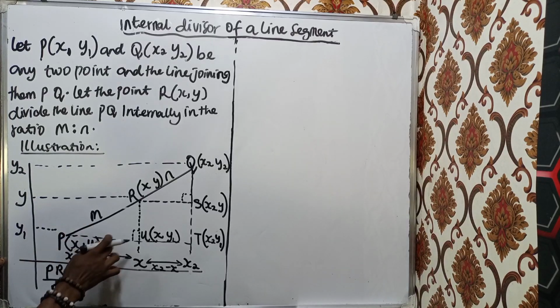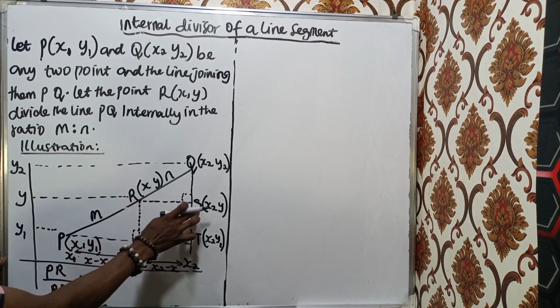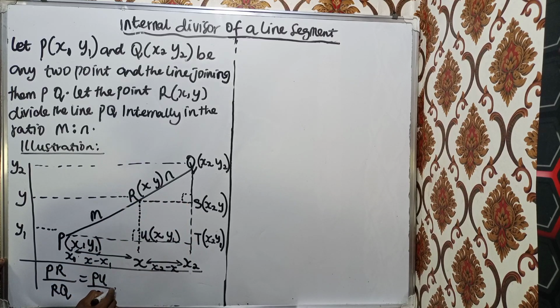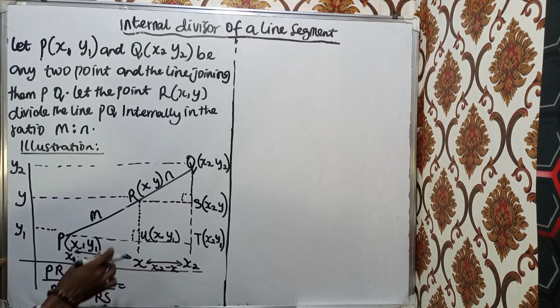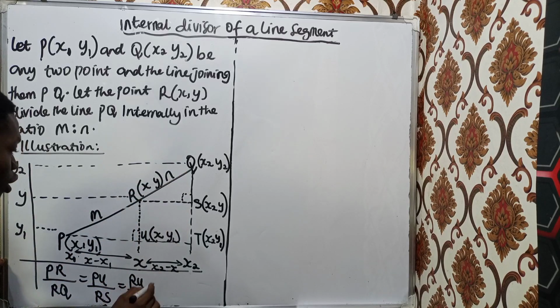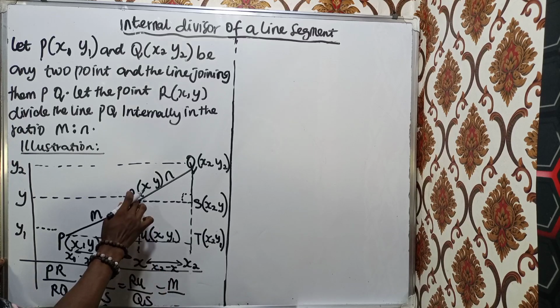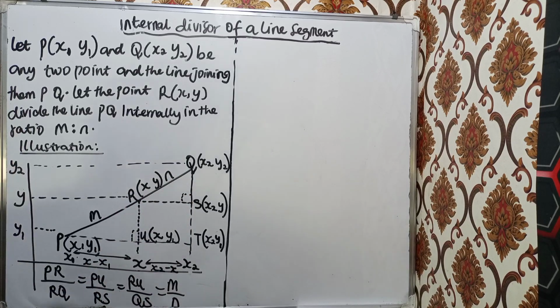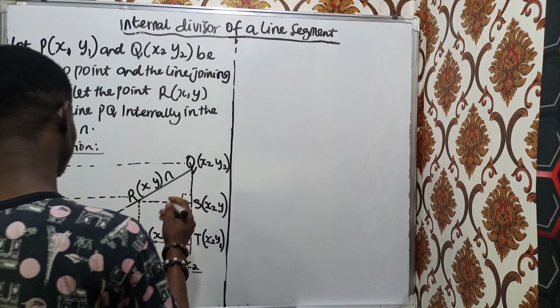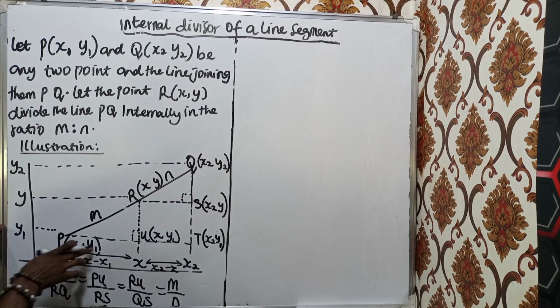So again, the horizontal side of this one, PU, over the horizontal side of this one, RS, must also be equal. Then the vertical side of this one, RU, over the vertical side of this one, QS, must also be equal. Now our PR is m, all over RQ which is n. So they are equal.